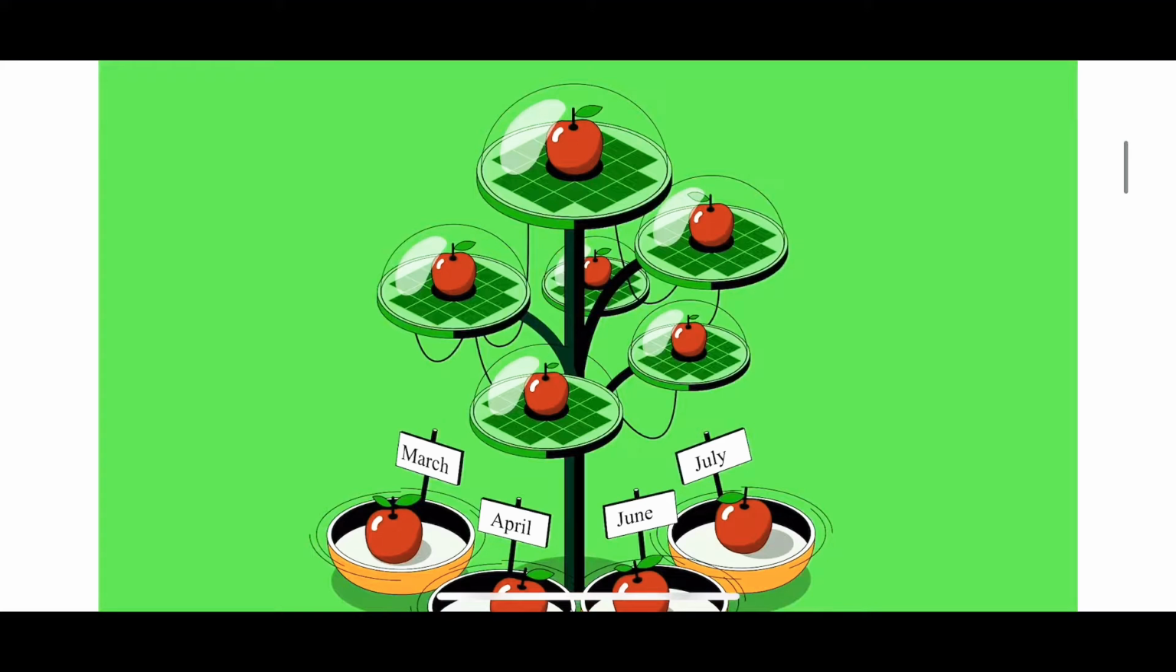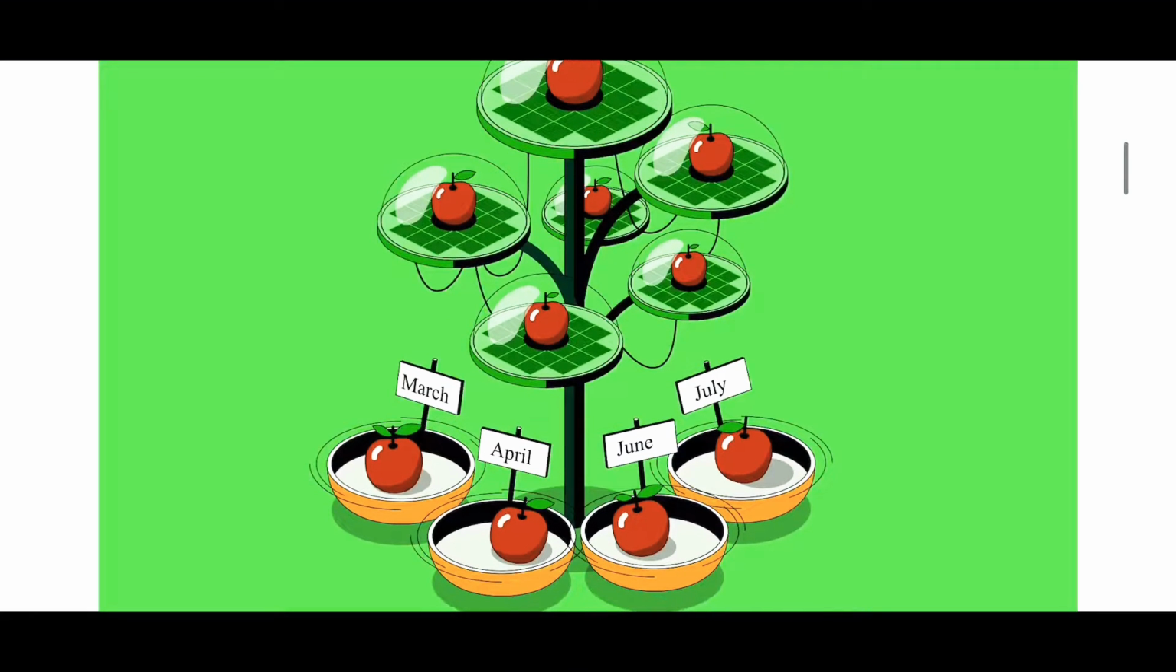There's a picture here with some apples growing on a tree, and as these apples fall off, which are the interest payments, you'll receive these payments.